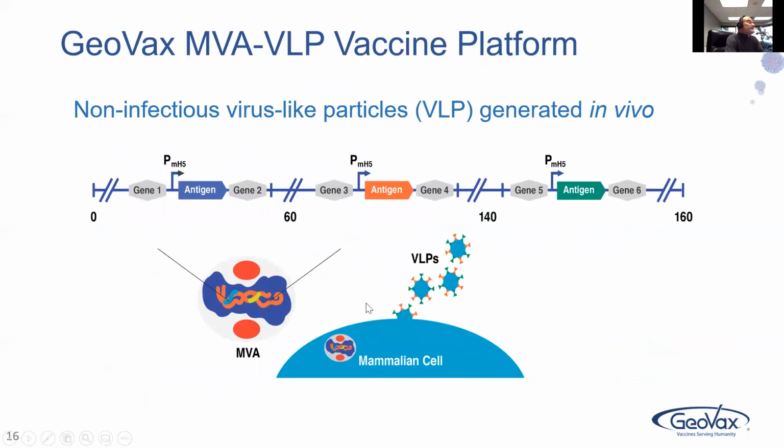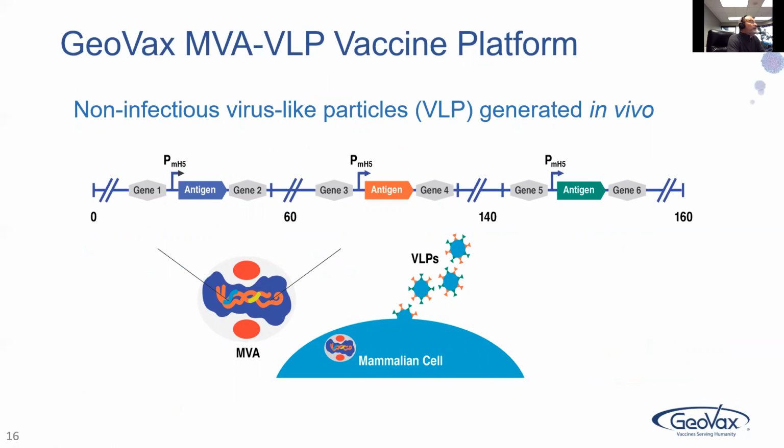So how do we do this? With GeoVax, we work with modified vaccinia virus Ankara (MVA) as a viral vector. We work with MVA because it has a large coding capacity. This allows us to encode multiple viral gene products in the same virus vector.